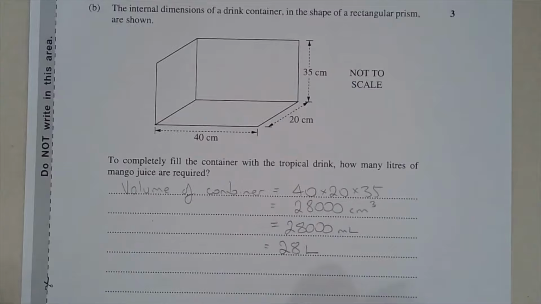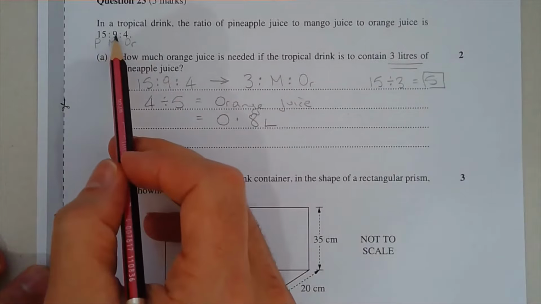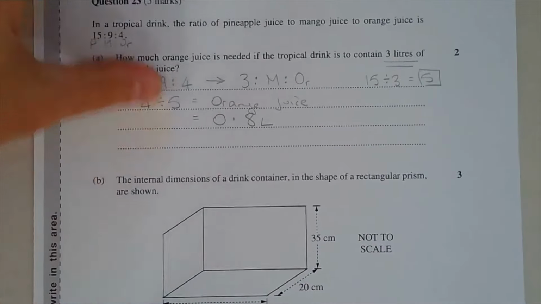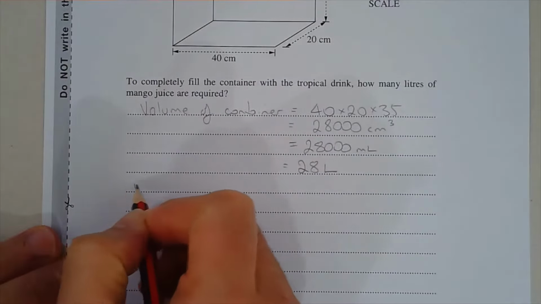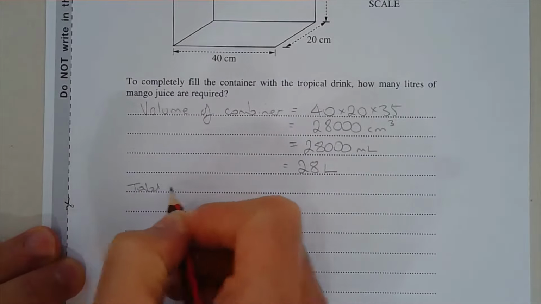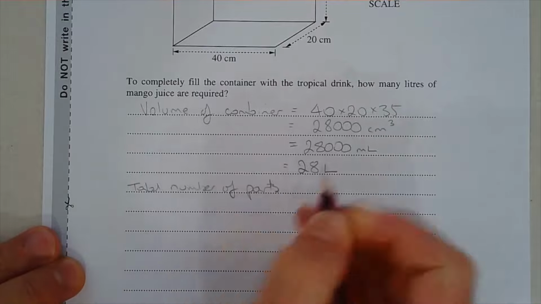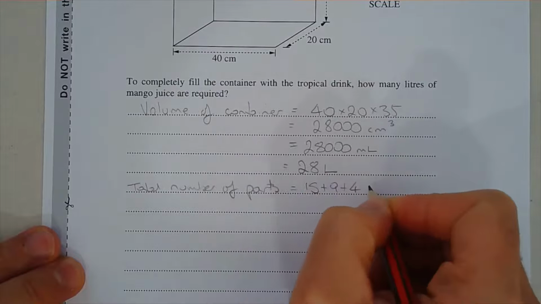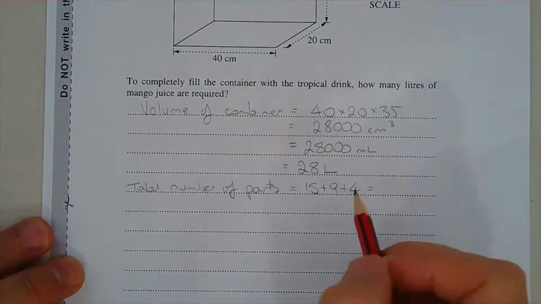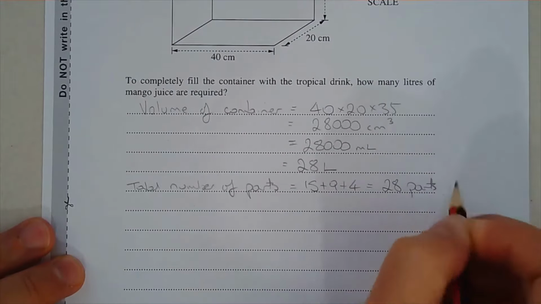Okay. Now let's go back to our original ratio. So this is the ratio. This is the 15 to 9 to 4. So the total number of parts is equal to 15 plus 9 plus 4. Okay, so it's 15 plus 13, that's equal to 28 parts.